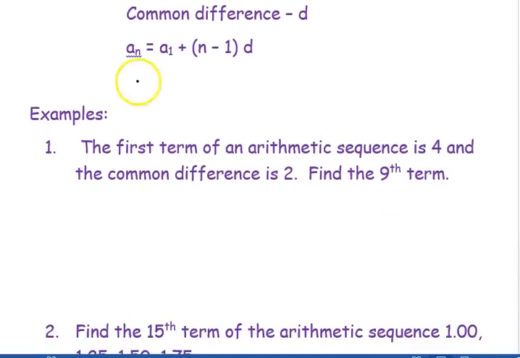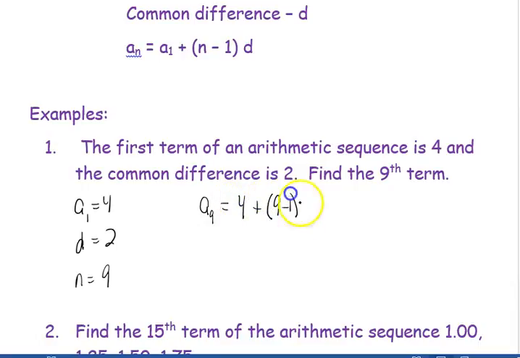The first one is we have the first term of an arithmetic sequence is 4 and the common difference is 2. So we have a sub 1 equals 4 and d equals 2. They want us to find the ninth term, so n would be 9 for what we're looking for. Then we just plug it into our formula. A sub 9 would equal a sub 1, which is 4, plus n minus 1, so 9 minus 1 times d, which is 2. And if you calculate that, you should get 20 as that ninth term.